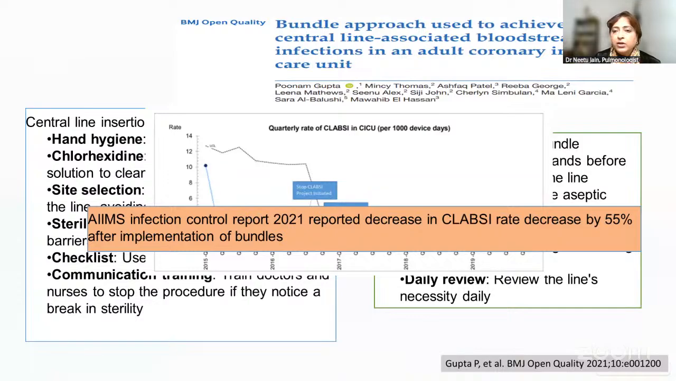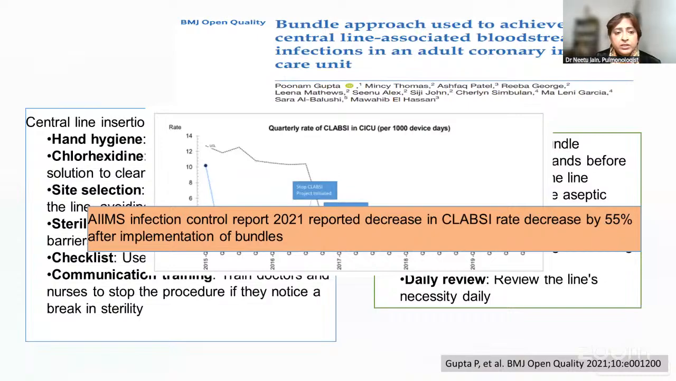And this is not rocket science. These bundles, all of us know. Use the checklist every time, then you will actually follow the bundle, and the checklist becomes a second habit. It is in your mind. You don't even have to tick a physical checklist; you are ticking it in your brain, and it can decrease CRBSI rate by as much as 55%, which is a huge number.